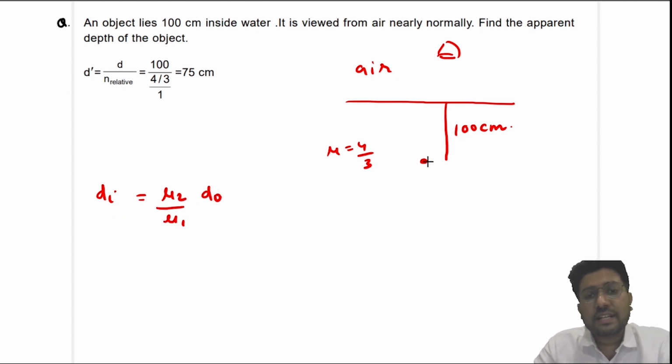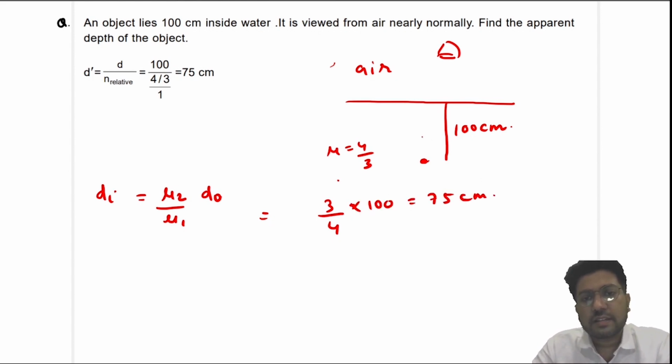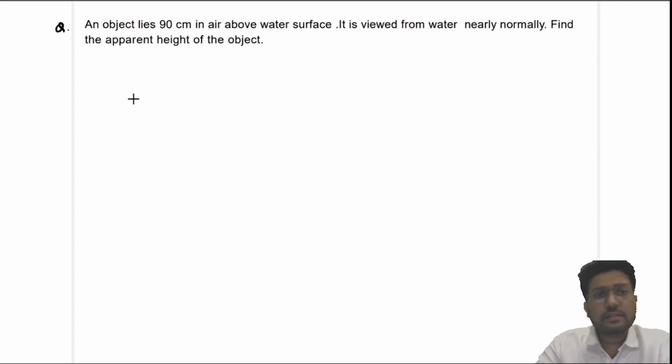Now because the object is in this medium, that means mu1 is this, mu2 is this. So you will write mu2 is 1, mu1 is 4 by 3. So you will write 3 by 4 into 100, that is equal to 75 centimeter. This is the value of di. So this is the object and this is the image. This is 75 centimeter. Then this is the image. Then let us look at the next question.